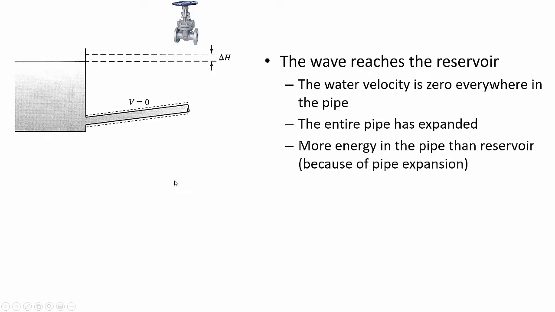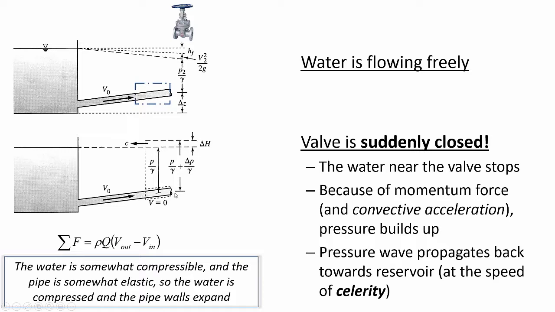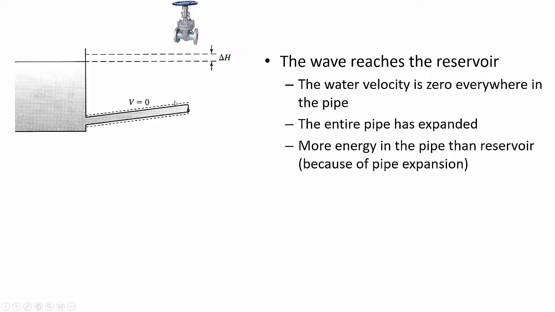At a certain point, the shock wave makes it all the way back to the tank. The wave reaches the reservoir, and at that point the water velocity has stopped. At the intermediate point, the velocity was zero near the valve, but there was still water moving to the right for a very short period of time after the valve was suddenly closed. But at a certain point, all of the water is stopped.